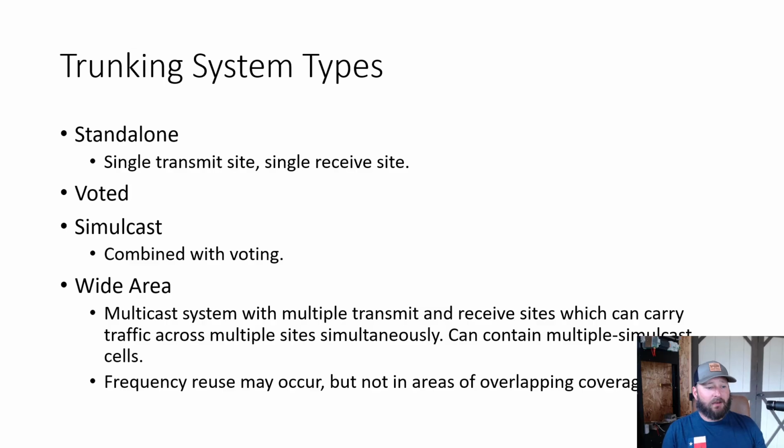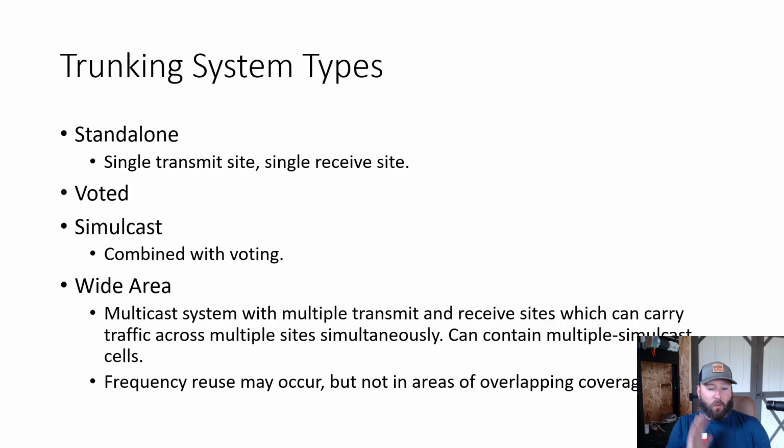And then we have our simulcast site, which, in terms of trunking, is always going to be combined with voting. And from the end user's perspective, on a simulcast system, and this applies to the conventional as well, it is always going to look like one RF site. There's never going to be any end user input for going between the different subsites within that cell.